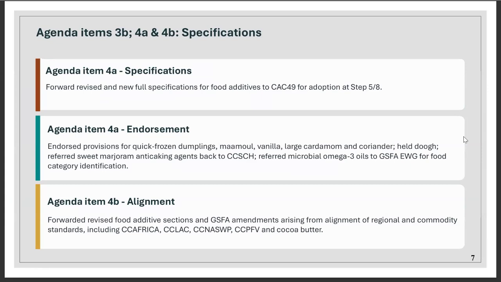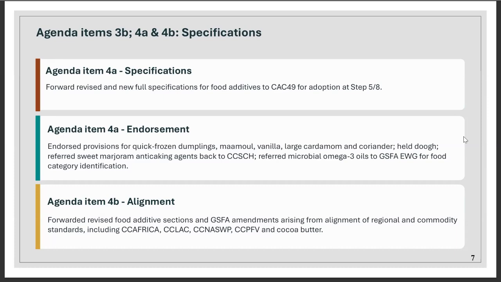Item 4A, endorsement of provisions for quick frozen dumplings, vanilla, large cardamom, and coriander. Held and referred: sweet marjoram and anti-caking agents, and the anti-caking agents were referred for marjoram. For CCSCH, referred microbial omega-3 oils to the GSFA EWG for food category identification.